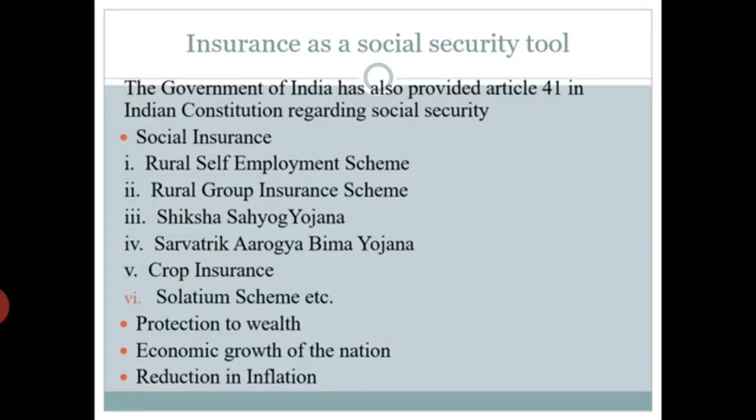And then reduction in inflation. See, if there is a protection for crops and other things, in turn the crops, the products, will be available at affordable rates. When it is affordable to all people, surely the inflation will be in control. So these are all the benefits of insurance actually. And when it comes to society, insurance does benefit the society at large.